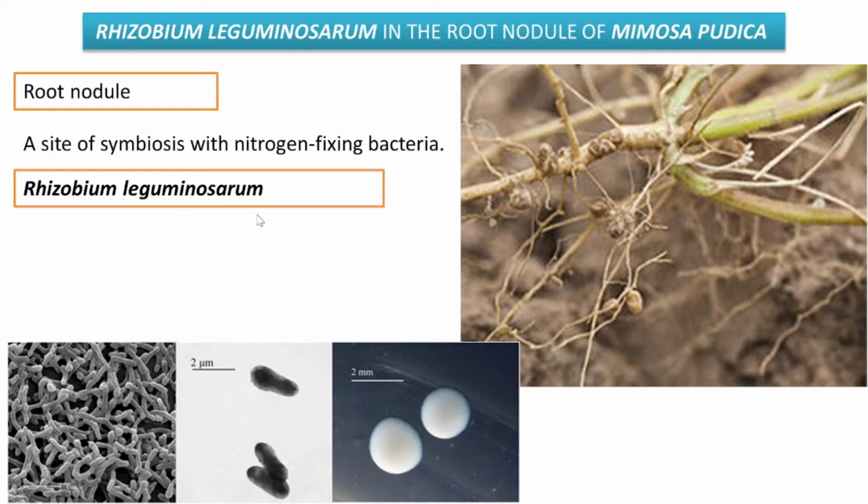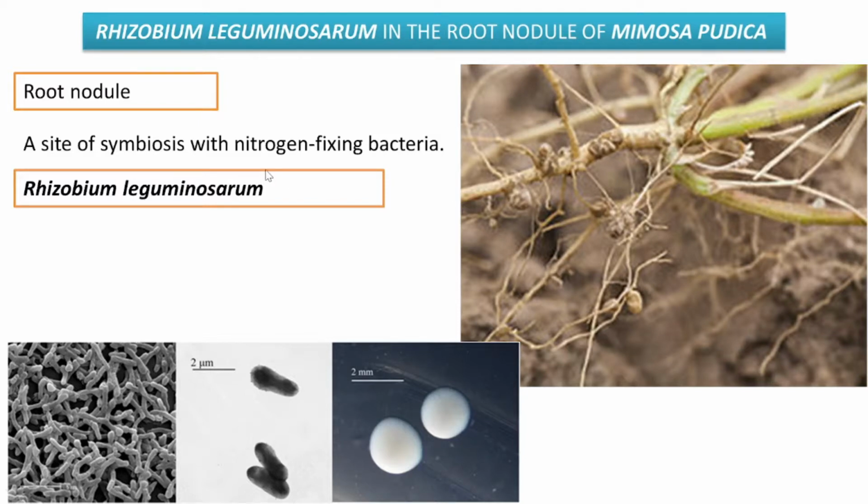Good morning, dear students. Today we are going to observe Rhizobium leguminosarum in the root nodule of Mimosa pudica. And this practical is for second MSc Zoology students. Okay, let us start the practical.